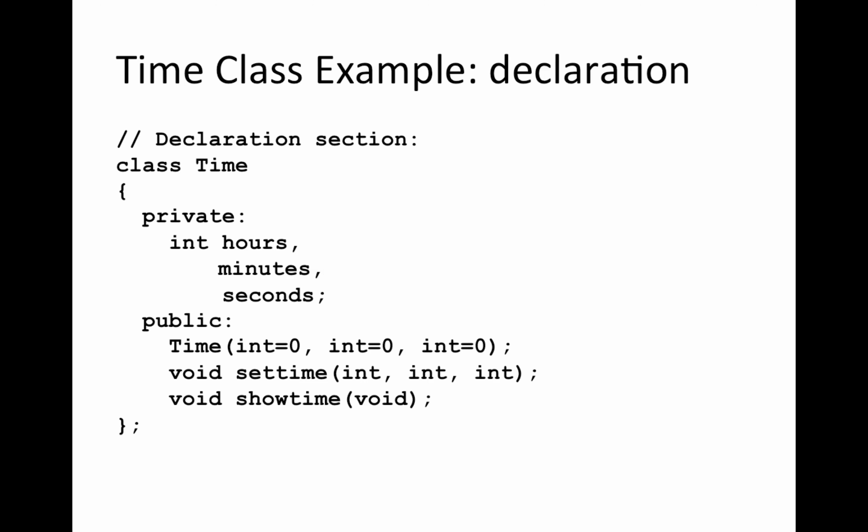And by the way, this is something you can do with functions, not just in classes. We also have 2 void functions, one called setTime, which has 3 integer parameters, and one called showTime, which doesn't have any parameters passed to it. So those are our 3 member function prototypes. So this is the declaration section.